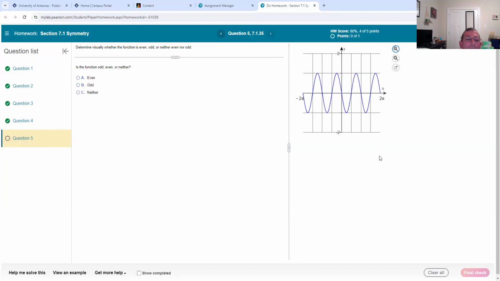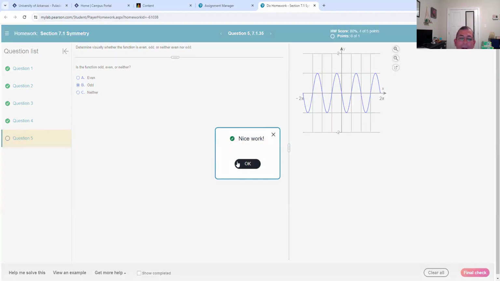All right, let me make that a little bit bigger. Is this function odd, even, or neither? So basically, if it's symmetric to the y-axis, it's even; symmetric to the origin, it's odd; anything else would be neither. What y'all going with? Odd, good job, y'all. Because if you took this sine wave and turned it 180 degrees, this graph would look exactly the same. So that makes that an odd function.